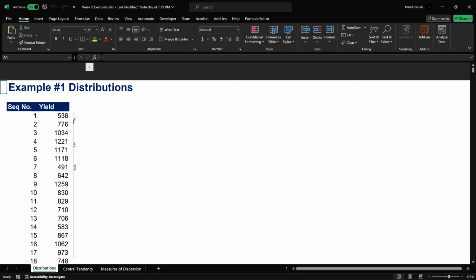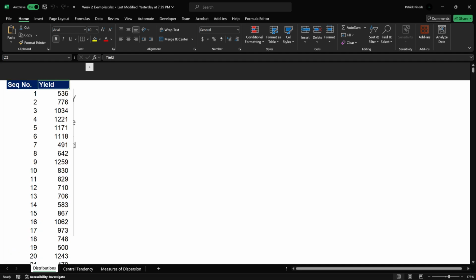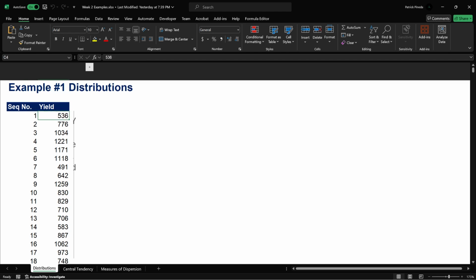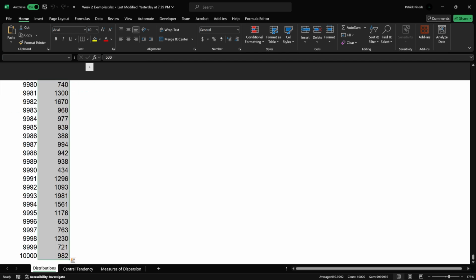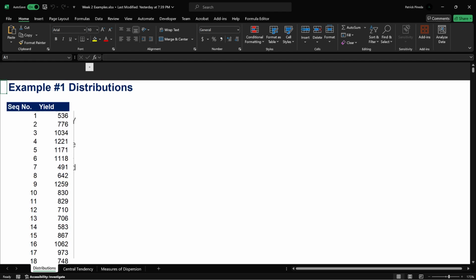So here I have a spreadsheet with a randomly generated number of yields, and you can see that this sequence of yields goes up to 10,000. So we have 10,000 sequences, 10,000 yields. Now when you look at this, you would have no idea what it's supposed to be, right? If I were to ask you what kind of distribution does this fall under, it makes no sense. You would be like, I don't know, something.